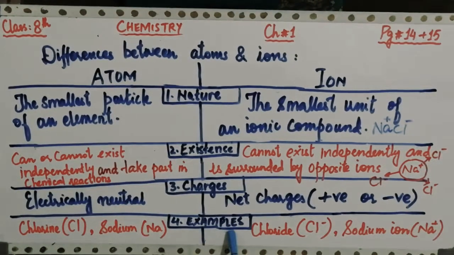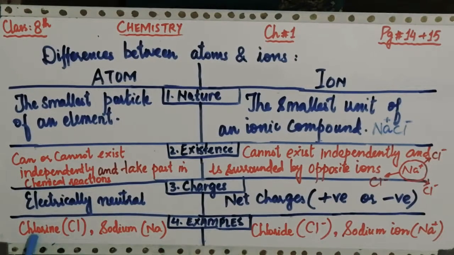Fourth heading will be examples. For this purpose you need to write any of your choice, but here I have taken the chlorine atom and sodium atom. While on the other side ions are represented: chlorine becomes the chloride having negative charge. In case of atoms, as you can see, they are electrically neutral, so I haven't written any charge, either negative or positive, on them in both cases. While for representing an ion you have to mention the negative and the positive charges as well. So chloride, Cl negative, and the sodium ion having positive charge.